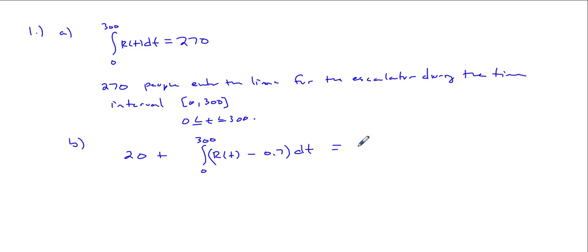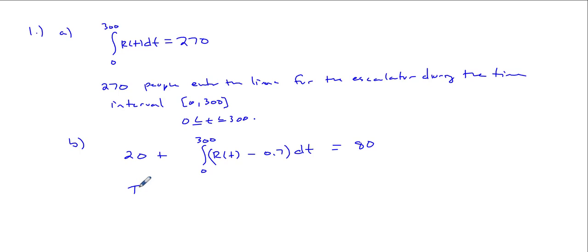Mr. Balling, can I just take 20 plus 270 and then minus 0.7 times 300? That's what you're doing right here also, though. That would work, but this is what you're doing. And what do you get? 80. Yep.